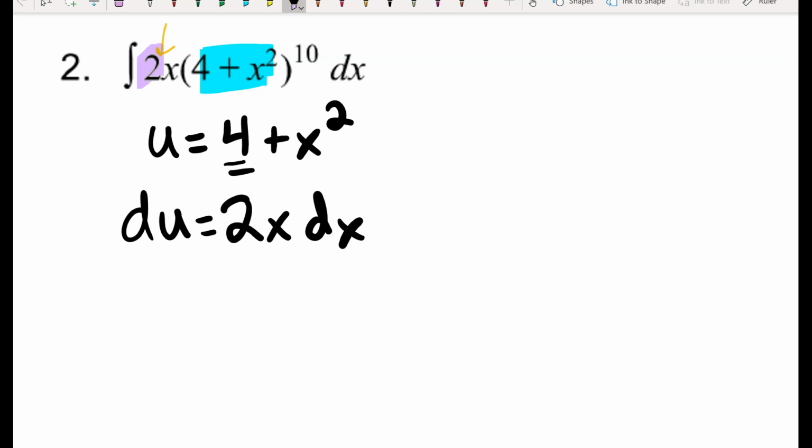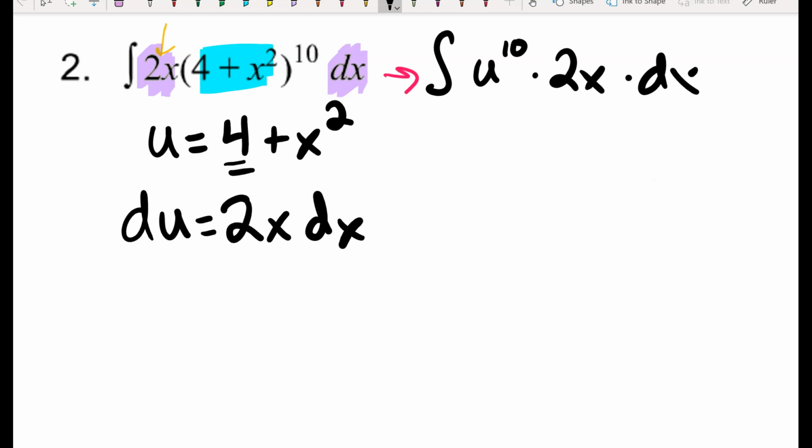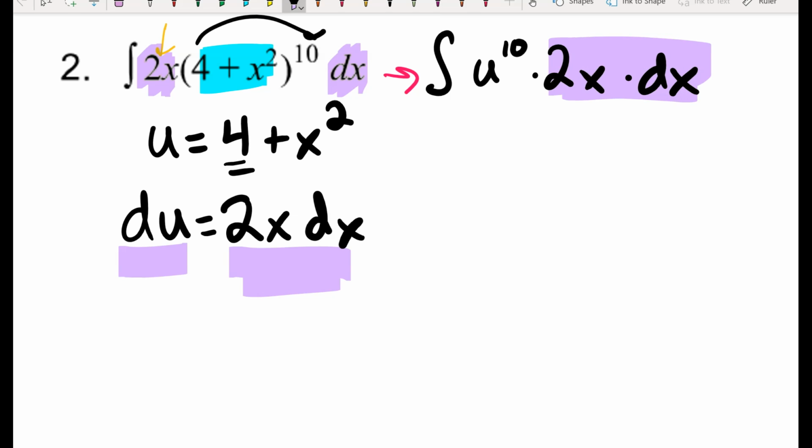And notice what you have to replace is just 2x times dx. Because right now what we have in our integral is the integral of u to the 10th times 2x times dx. Remember, it doesn't matter what order I multiply these terms in, so I could just move the 2x next to the dx to make it more obvious that that expression is the same thing as du. So I'm going to replace 2x dx with just du.